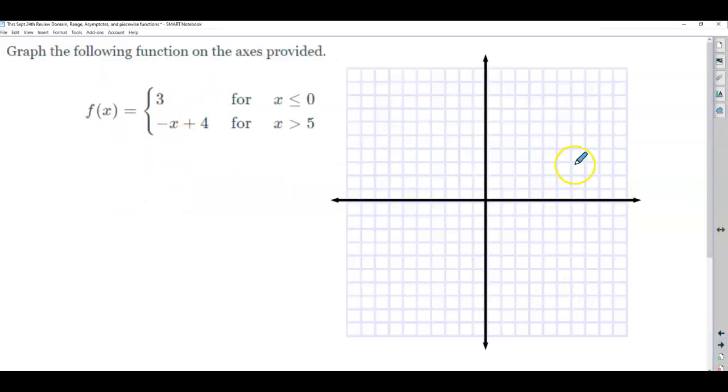All right, graphing. This is the fun one. Now we have to graph the function. We want to graph the piecewise equation. So go ahead and hit pause, graph these functions, and we'll come back.